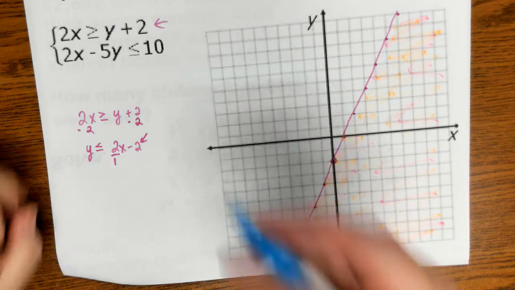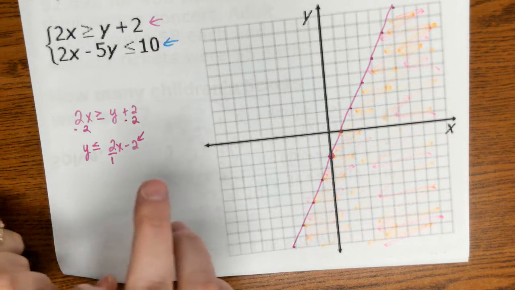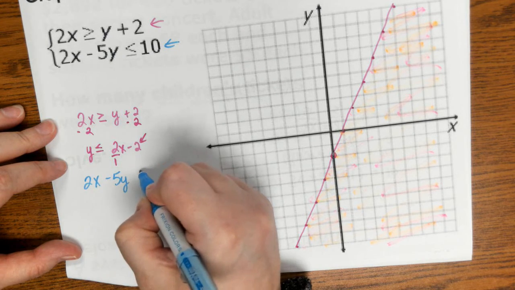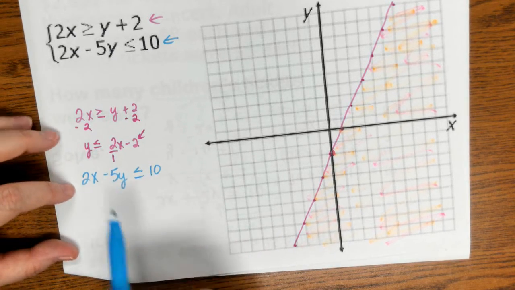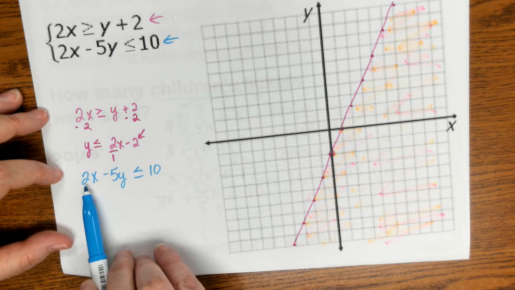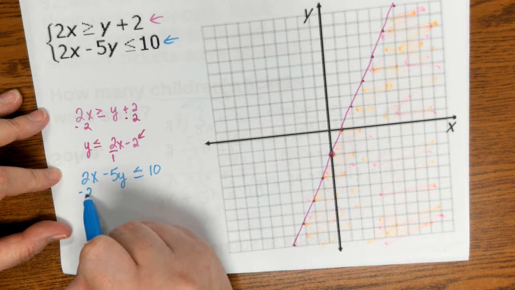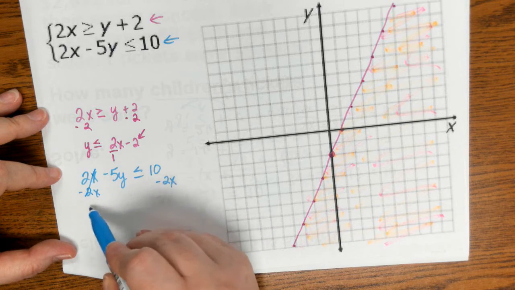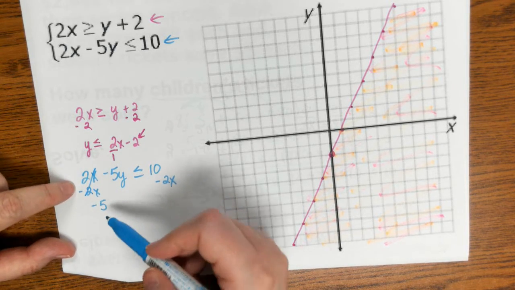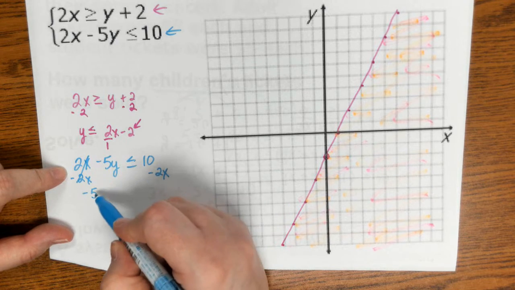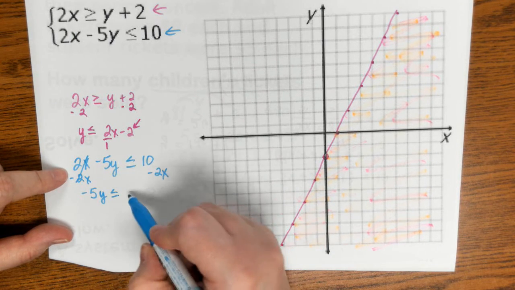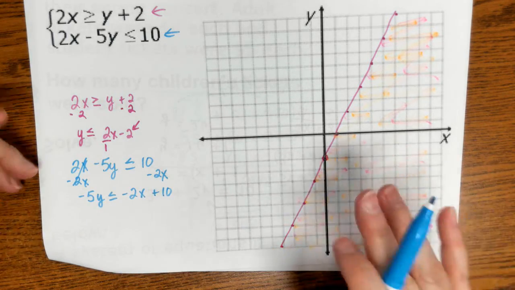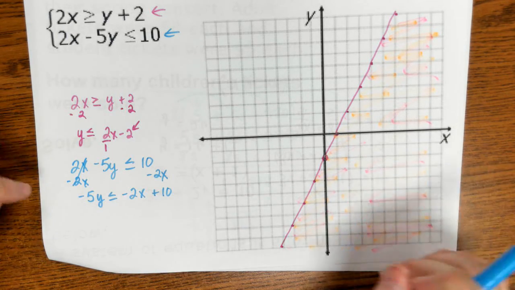Alright, so for the other equation, for this one, we got to solve it also. So we got 2x minus 5y is less than or equal to 10. In this case, the y is on the left, so I'm going to leave it. But I got to move the x over to the right side. And that is accomplished by making it negative. Okay. And then when I rewrite this, I'm just putting the x first because, you know, y equals mx plus b is the format we're used to.